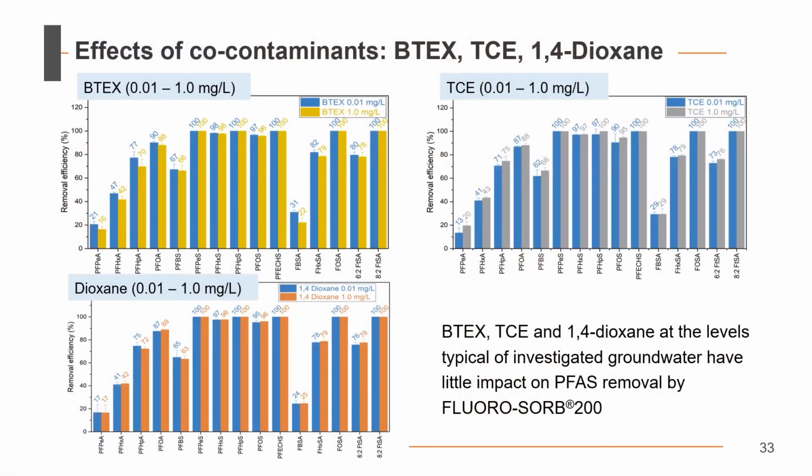And in the end, we looked at BTEX, TCE, and 1,4-dioxane, between 0.01 and 1 milligram per liter. And if you look at the bars, they're all very even. There was no impact at all. And this tells me that these materials are pretty robust and pretty resistant to fouling by other co-contaminants.